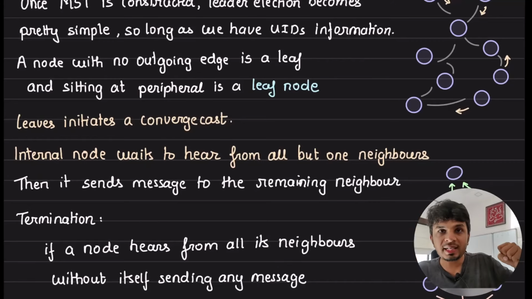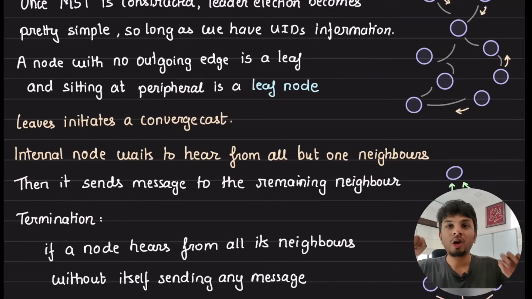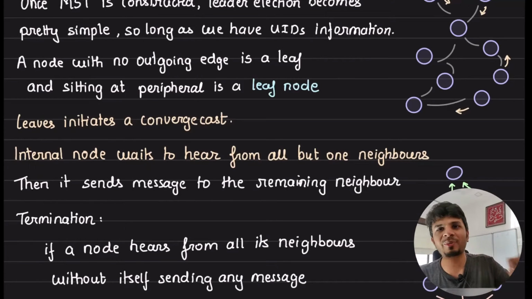Now, when this message comes to an internal node, what would the internal node do? Let's say the internal node is connected to 6 different nodes. So out of 6, it received a message from 1, correct?